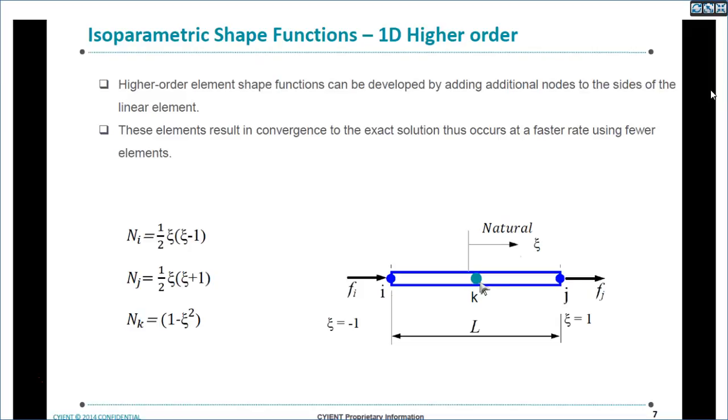mixed node. When you put a mixed node for this bar element, we will get 3 shape functions because we have 3 nodes here, i, j and k, and they are related like this. These are the shape functions for the mixed bar element.